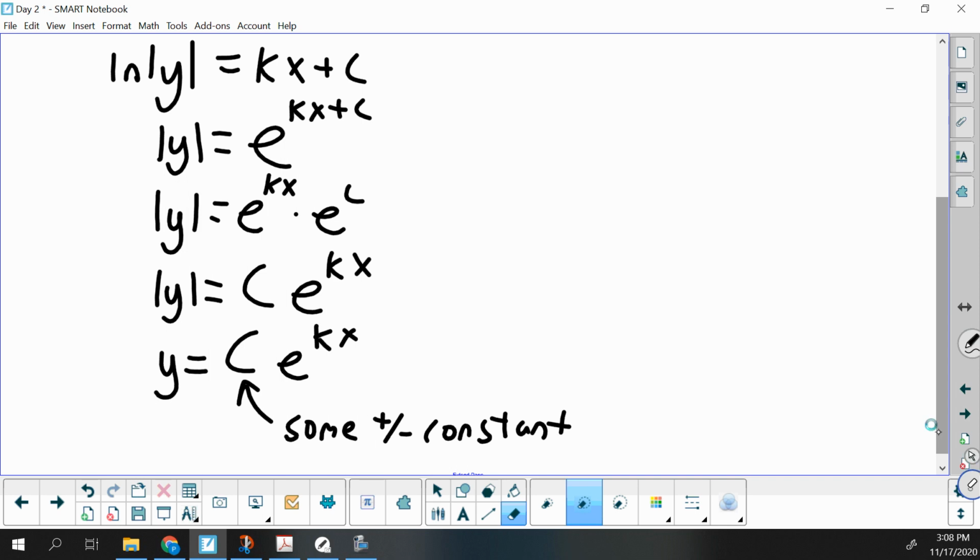So notice the type of function we were working with is an exponential function. Something else to note is notice the point 0 comma c would be on this function. So c actually ends up being our initial value of the exponential function.